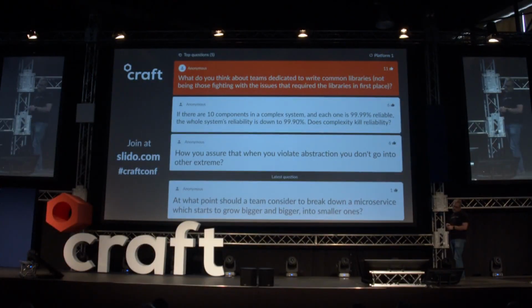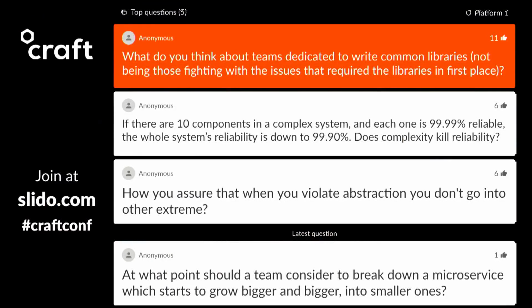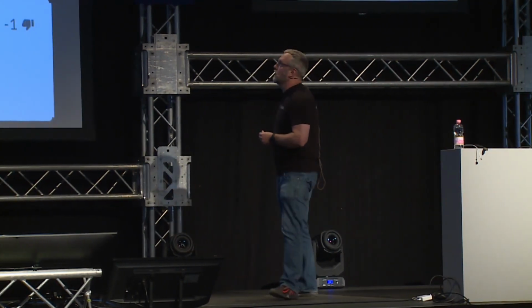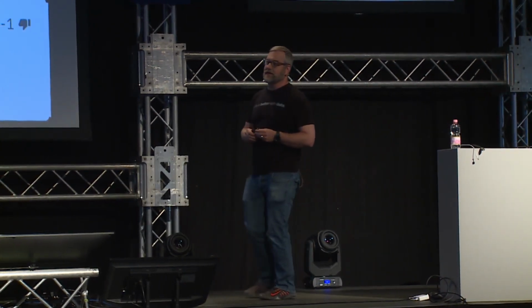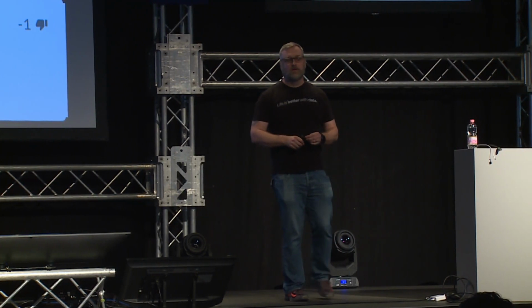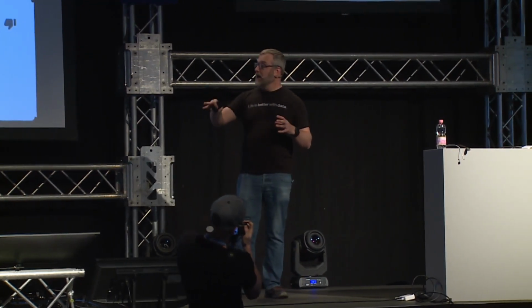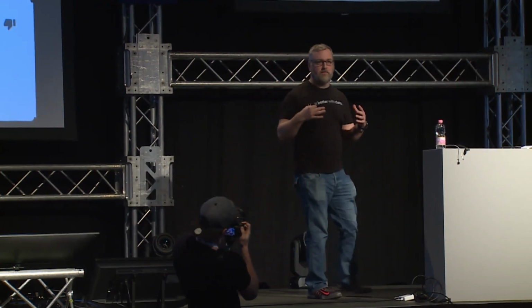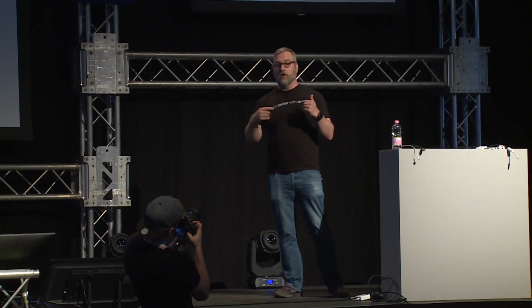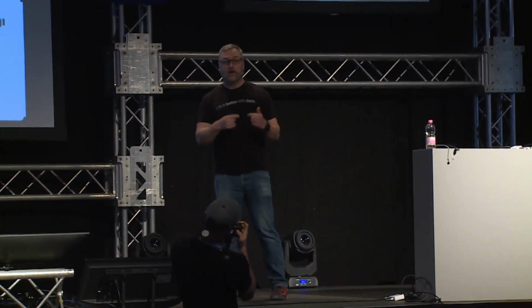So next question. If there are 10 components in a complex system and each one has 99, I can't do math on the stage. The whole system's reliability is down to 99.9. Does this complexity kill reliability? That's an interesting question. People tend to think that a system is either on or off, and that is never the case. When you have different components that have different reliability requirements, it only has this effect of being a multiplicative probability problem when all components rely on all other components, which, if that's the case, they should not be separate components.